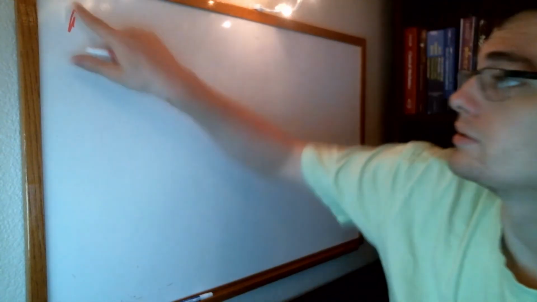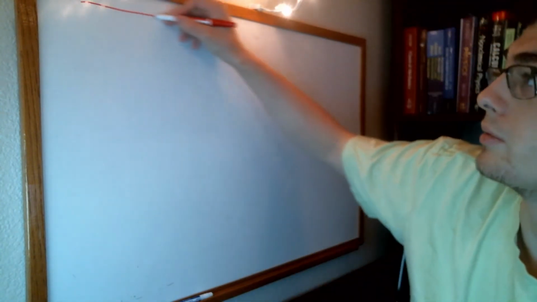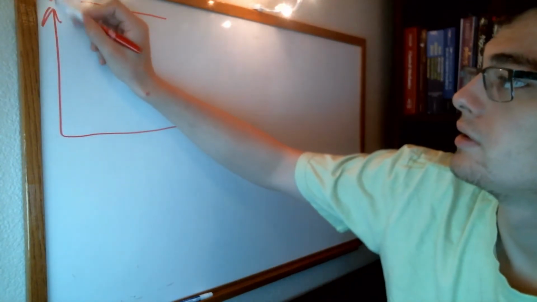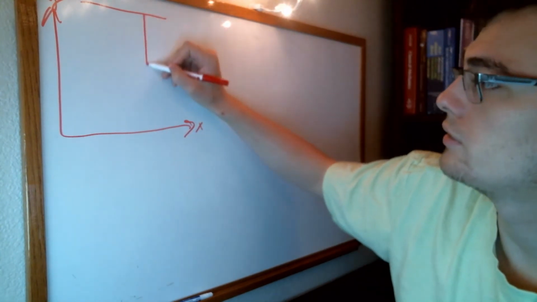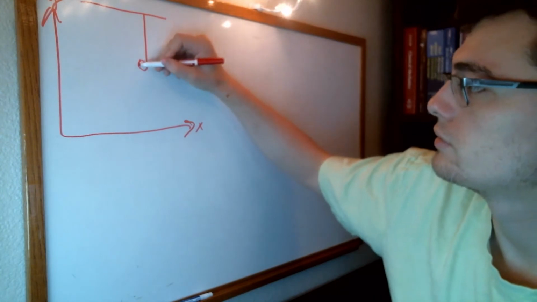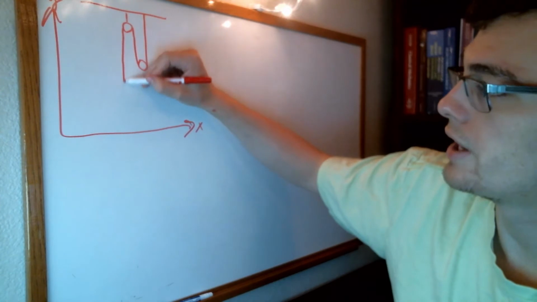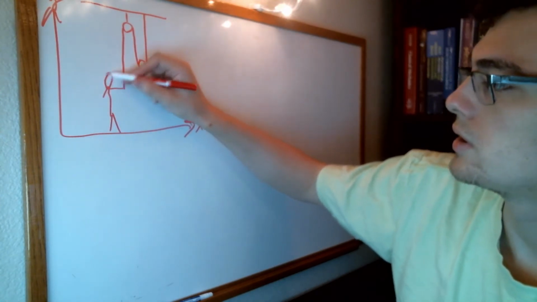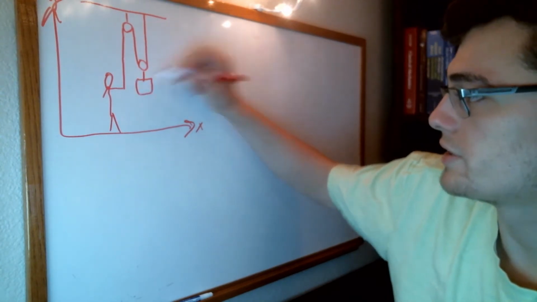Okay, class. So today I'm going to be going over some of the homework and starting some of it for you guys. So first off, in problem number 1, we have a ceiling here. We have our coordinate axes, y and x, and we have a 2-pulley system here. And we have a person, and attached to this second pulley here is a mass M.